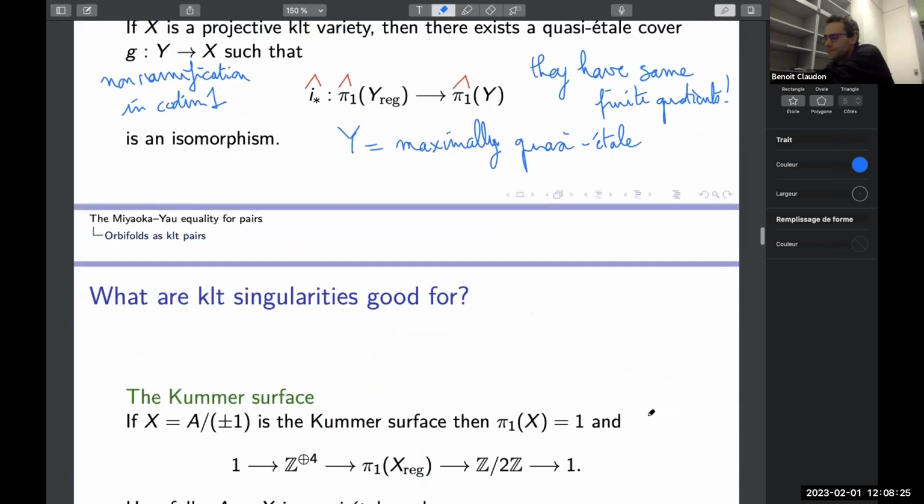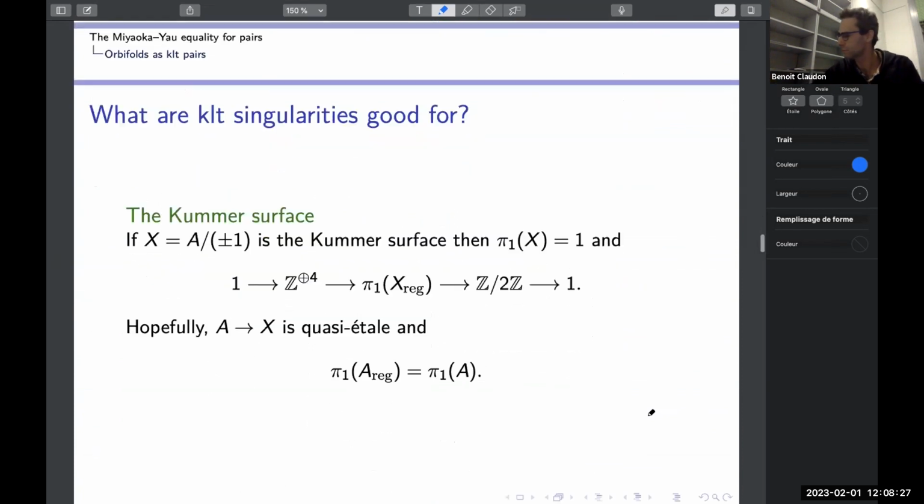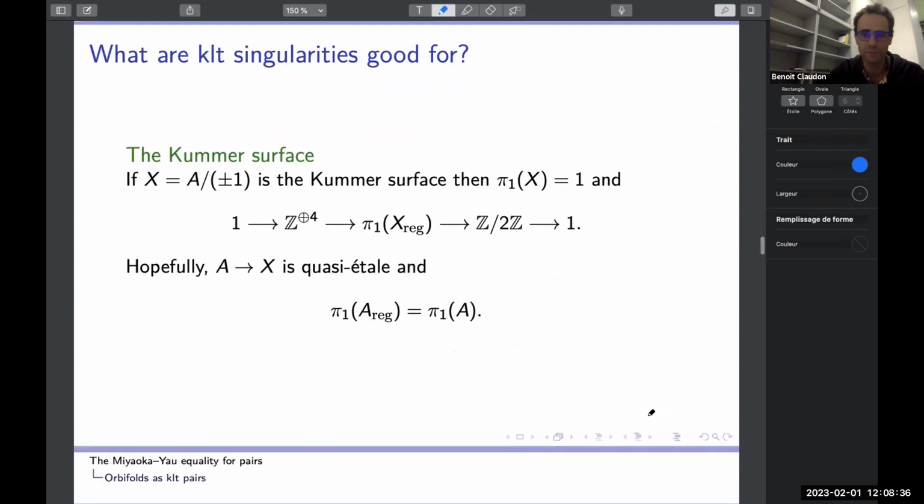Okay. So let me just explain an example. If you look at the Kummer surface, this is just A mod plus or minus 1, where A is an abelian surface. So you have this projection.